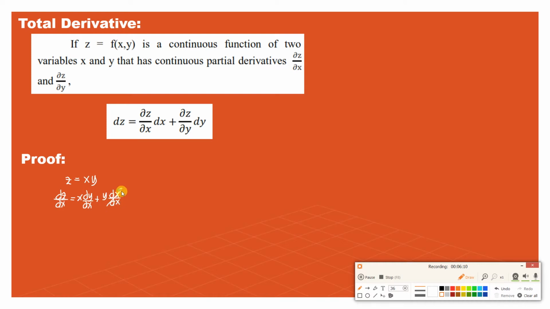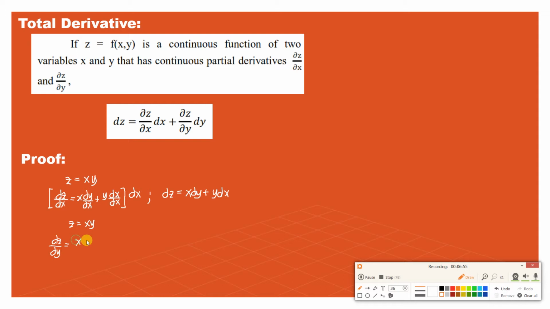So wag ninyo munang i-equate sa 1, ha? Okay, kasi iba yung magiging process natin. Since all the denominator is dx, so we can multiply the whole equation by dx. So ano yung matitira? So matatanggal lahat ng common kasi equation siya. So we're going to have dz is equals to x dy plus y dx. Okay. So same thing, if we're going to derive the original equation where z is equals to xy, but this time with respect sa y, so product rule pa rin tayo.